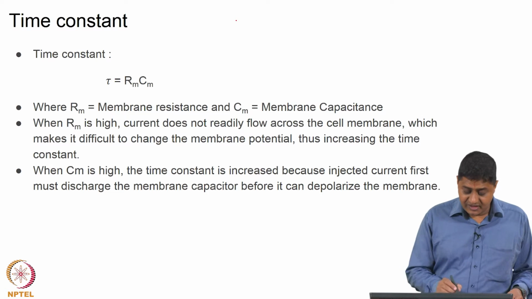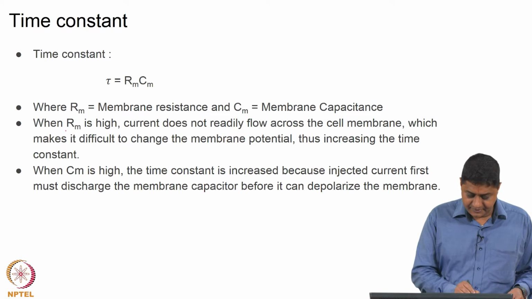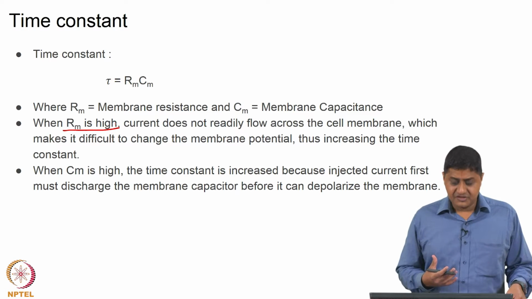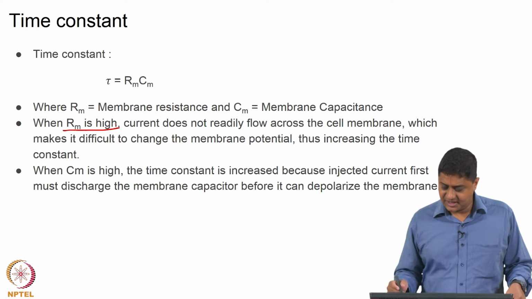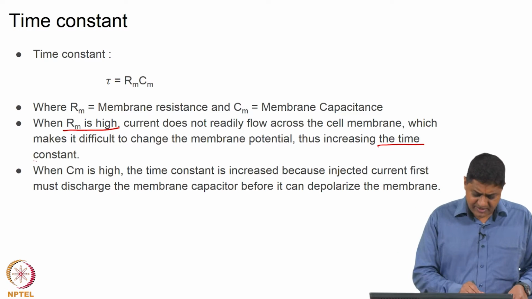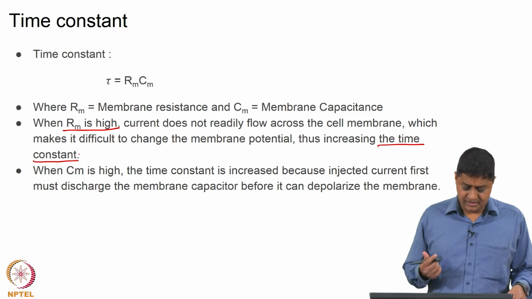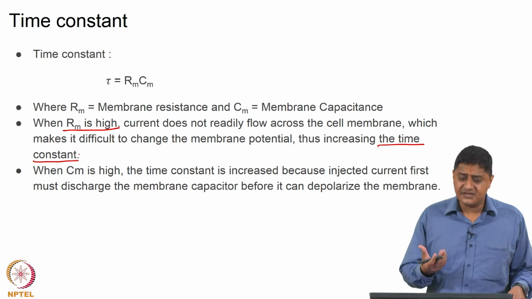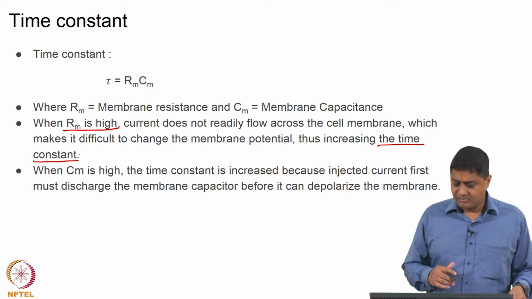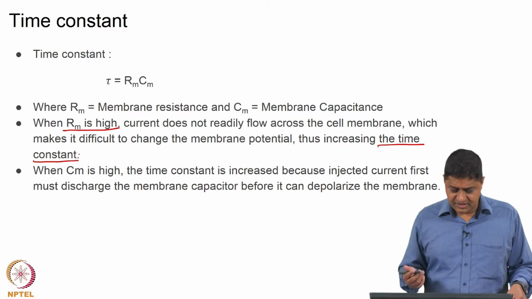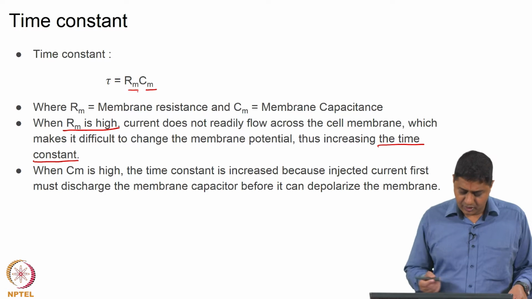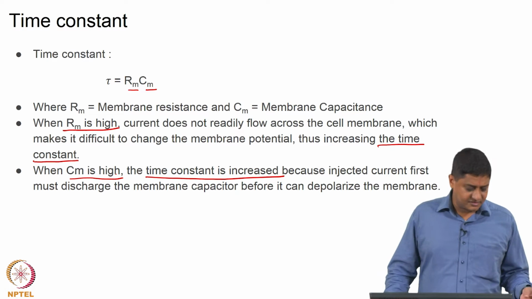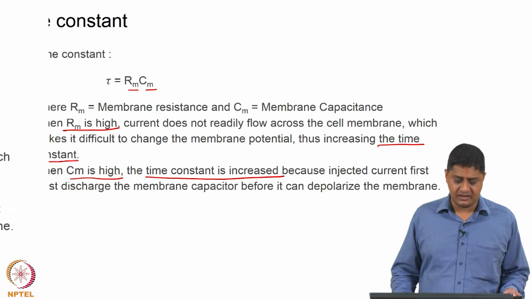So, when the membrane resistance is high, current does not readily flow through the membrane, which makes it difficult to change the membrane potential, thus increasing the time constant. So, when Rm is high, the time constant is high. When Cm is high, the injected current must essentially first discharge the membrane capacitor before it can depolarize the membrane. So, essentially when Cm is high, then tau is high. So, both Cm and Rm, when they increase, increase tau due to these physical reasons, right.